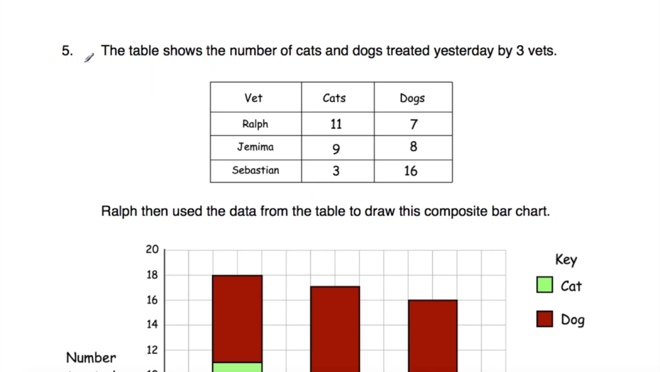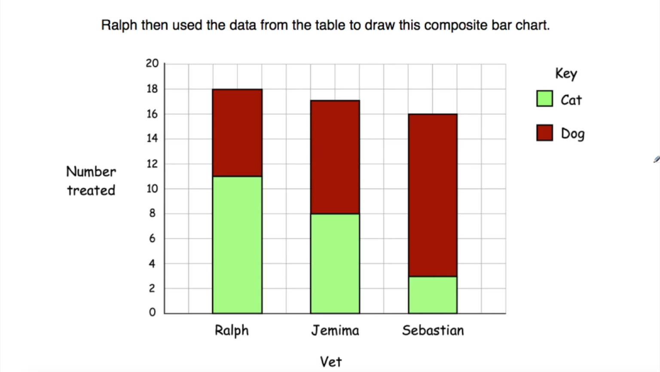Okay, let's have a look at question number 5. So question number 5 says the number of cats and dogs treated yesterday by 3 vets are shown in this table. So we've got the vets' names, Ralph, Jemima and Sebastian, and we've got how many cats have been seen and how many dogs have been treated. And then we've got this composite bar chart. We've got number treated going up vertically, and horizontally we've got the names of the vets, Ralph, Jemima and Sebastian. And we've got the key: in green that's how many cats they treated, and in maroon, or dark red, we've got how many dogs have been treated.